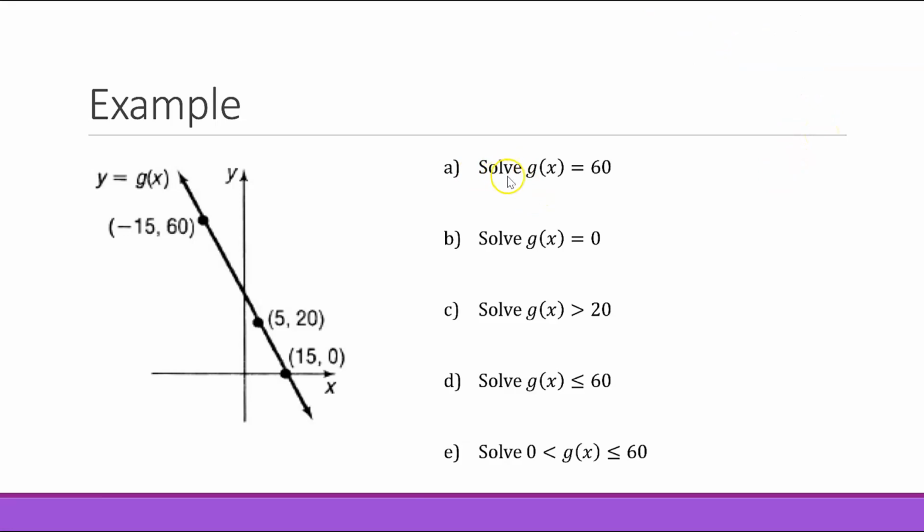All right, part A here, solve. When does g of x equal 60? So at what x value does the line equal 60? Over here, I have this point marked at negative 15, 60. So the x value is negative 15 that corresponds to the y value, or the g of x value, 60.